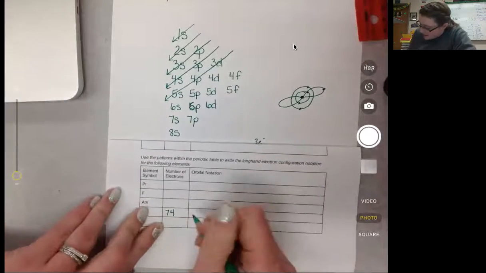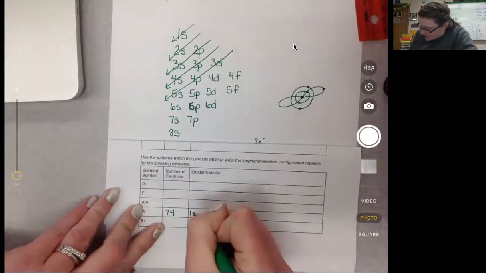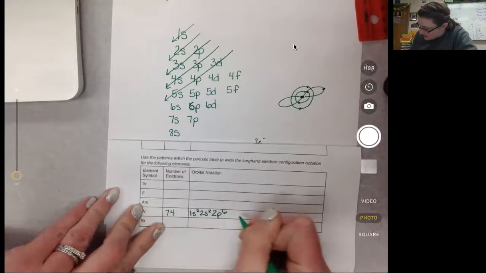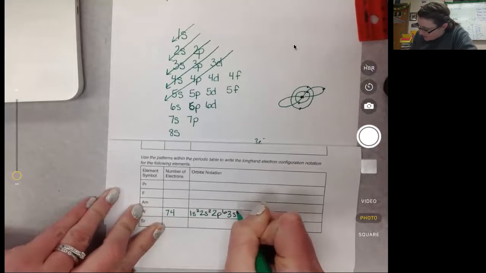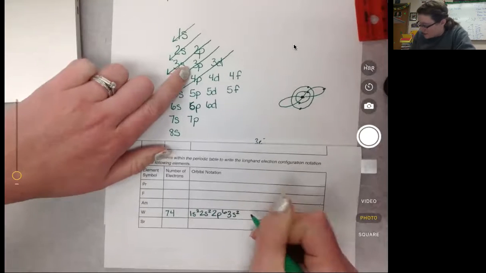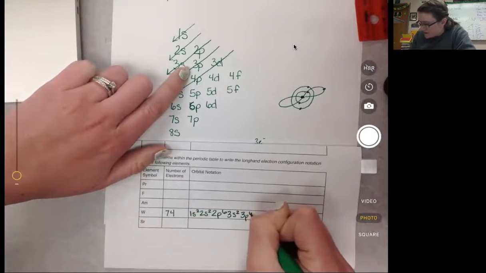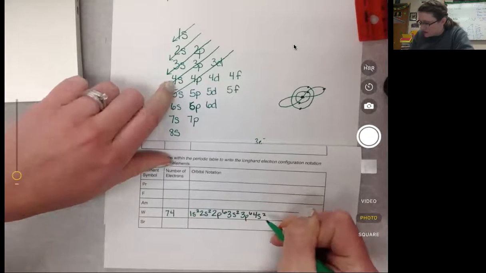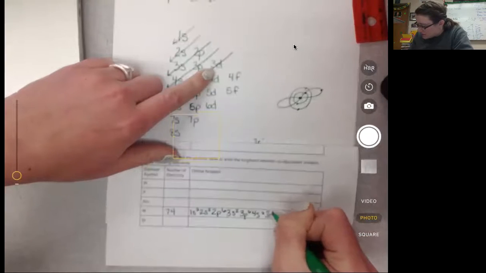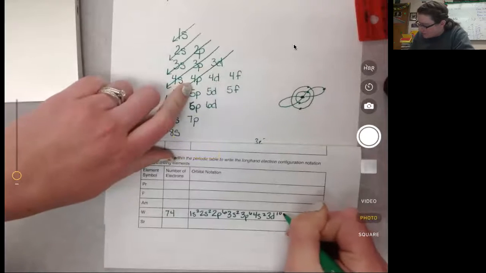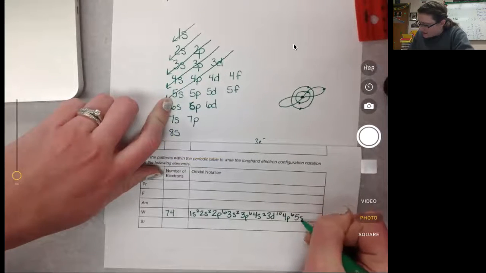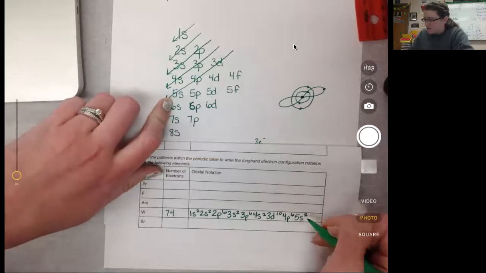So again, I'm going to start with 1s. 1s fills with 2. Then I'm going on to 2s. It fills with 2. Then 2p, it fills with 6. 3s, it fills with 2. I'll mark it over here. 3p with 6. 4s with 2. 3d fills with 10. 4p, 6. And then 5s, 2. Maybe we should check where we're at.